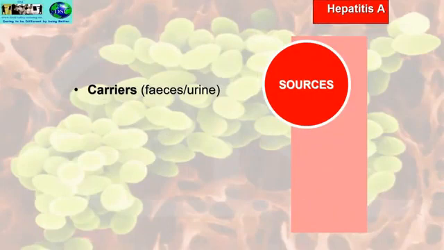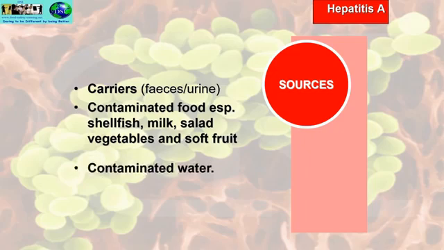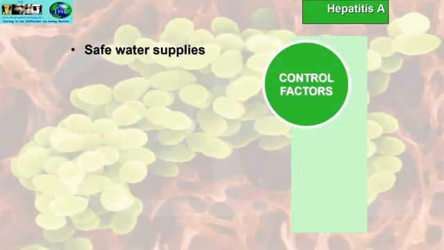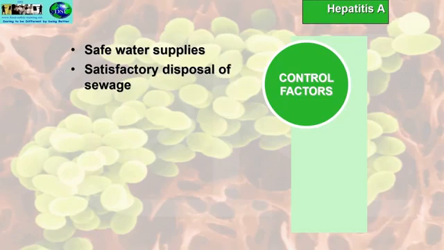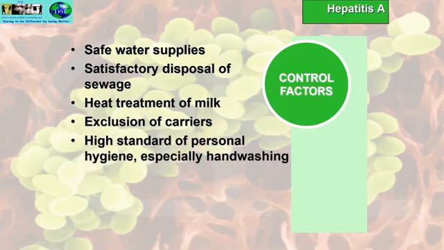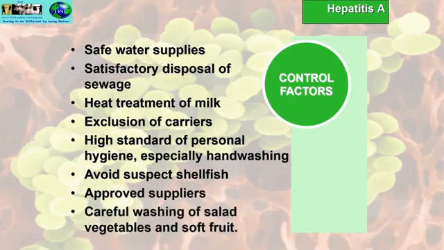Sources of hepatitis A: carriers in their feces and urine, contaminated food, especially shellfish, milk, salad vegetables and soft fruit, and contaminated water. Control factors: we need to have safe water supplies, satisfactory disposal of sewage, heat treatment of milk, exclusion of carriers, high standards of personal hygiene, especially hand washing, avoid suspect shellfish, use approved suppliers, reputable suppliers, careful washing of salad vegetables and soft fruit.